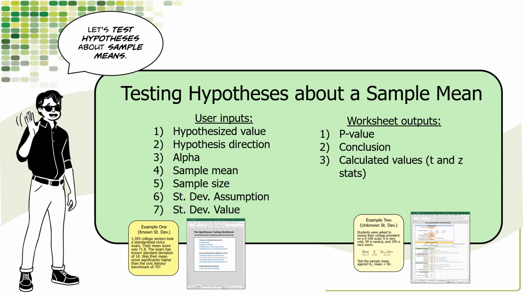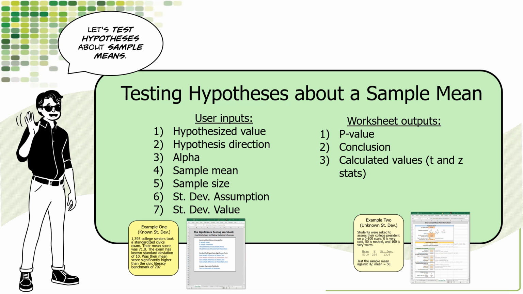This video is for people who already know what significance tests for means are and now want to learn how to conduct these hypothesis tests with Excel. It's easy to test a hypothesis about one sample mean with the Excel Companion Significance Testing Workbook. You can download this workbook from the Excel Companion's website. You just input a few values specific to the problem you're trying to solve. The worksheet does the calculations and shows you the results.